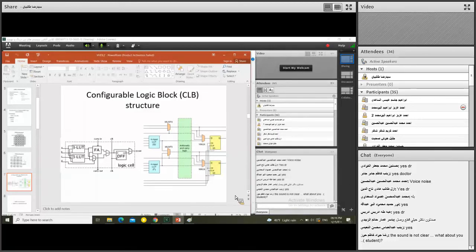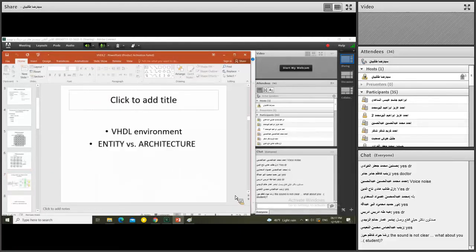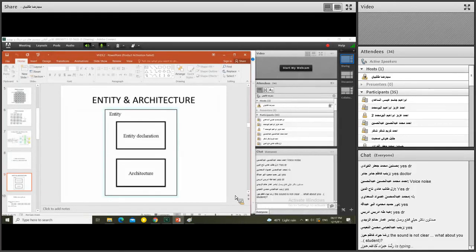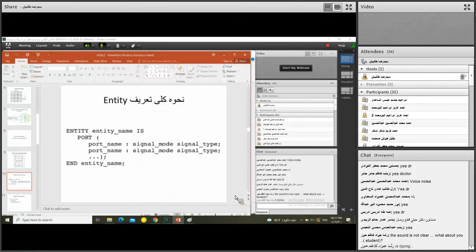Okay, then we can go to another topic. We want to speak about the VHDL environment, entity and architecture. We want to speak about the entity declaration.